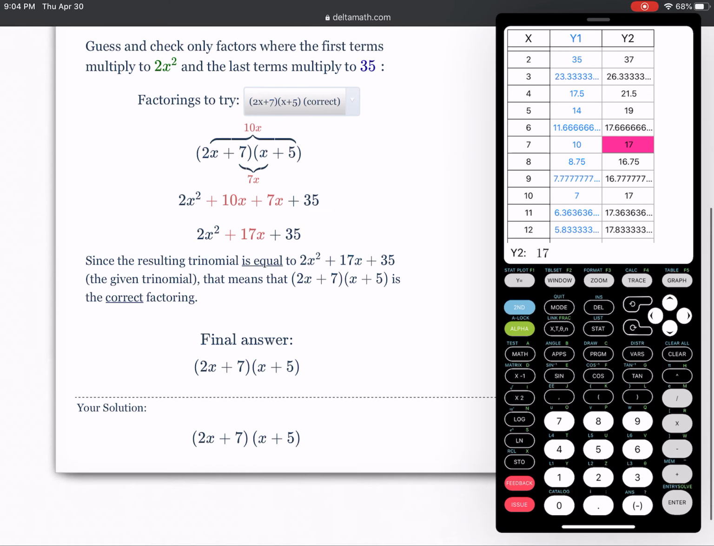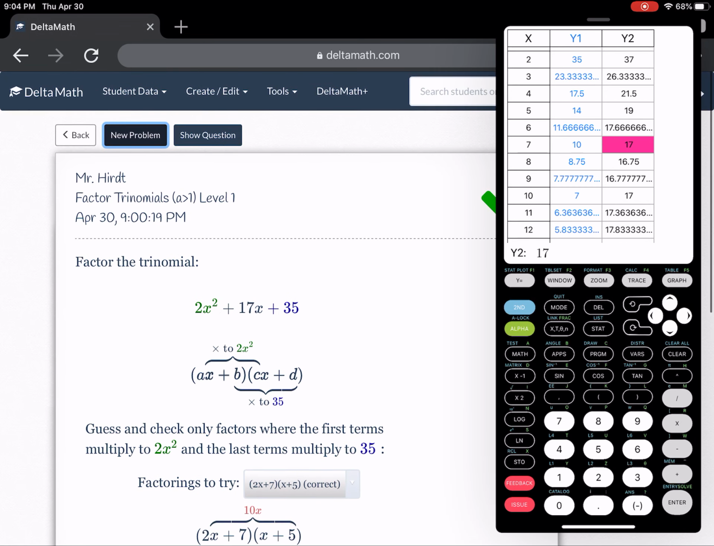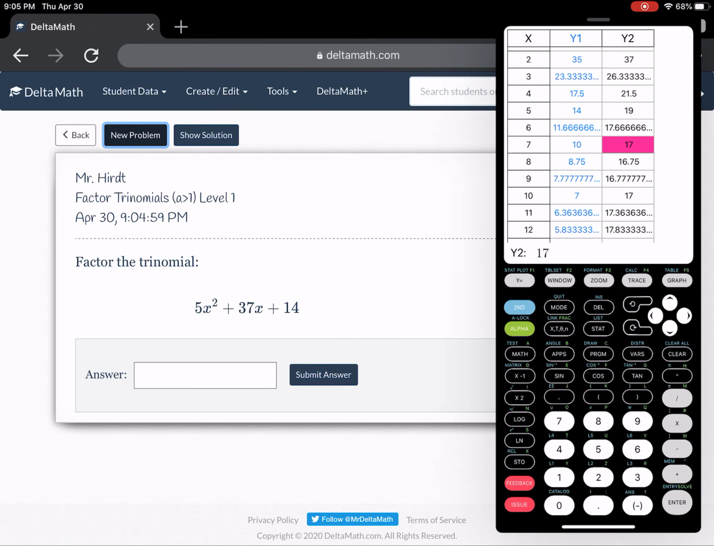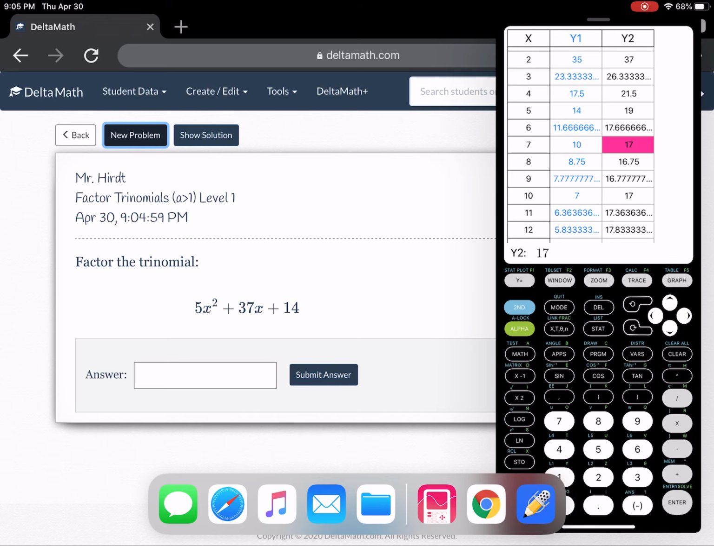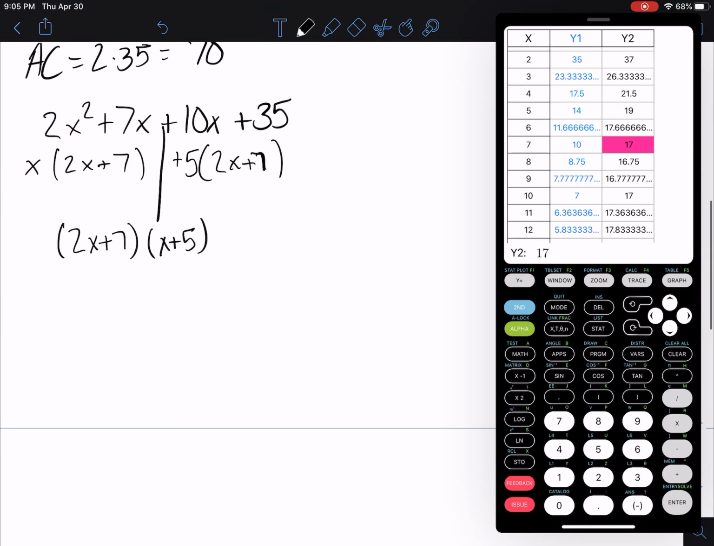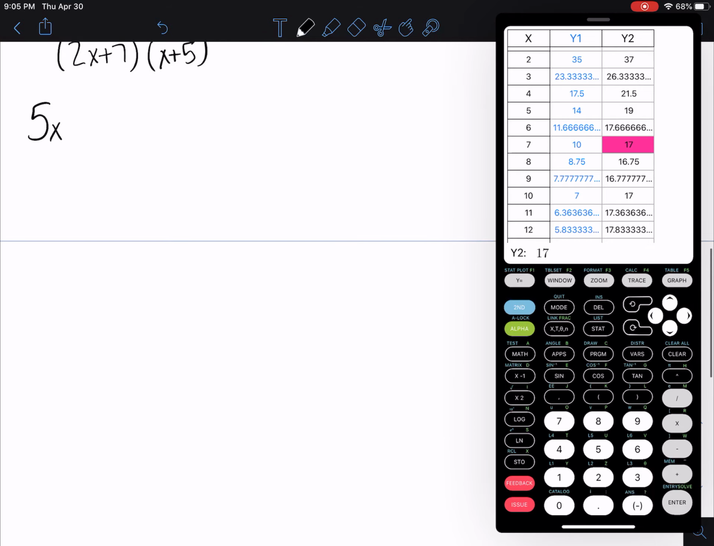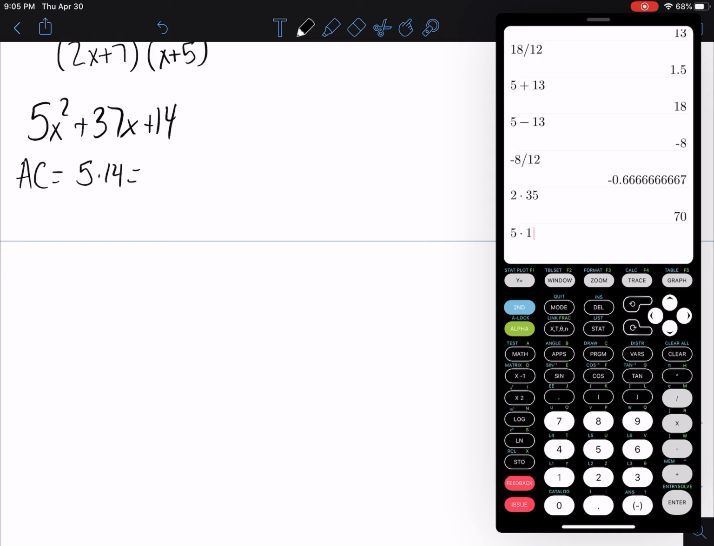Okay, so let's try a new problem. 5x squared plus 37x plus 14. Okay, so the first thing to do is multiply a times c, which is 5 times 14. We get 70. Happens to be the same number.